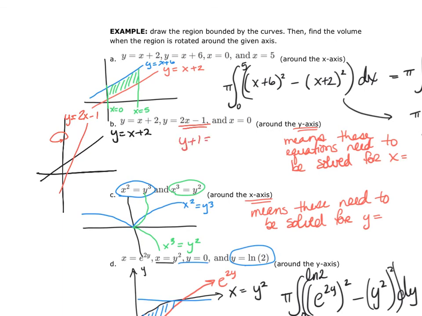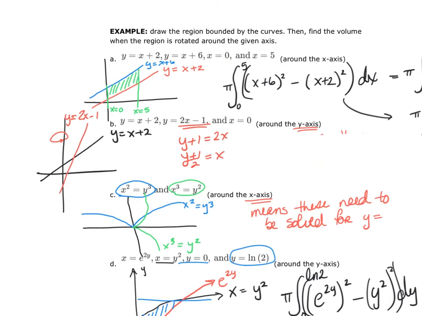So y plus 1 is equal to 2x. That means y plus 1 divided by 2 is equal to x. So when I do my integration here, I am going to integrate from x is equal to 0. So from x is equal to 0 is here. So the region I'm going to be integrating is this. I'm going to do from y equals 0.